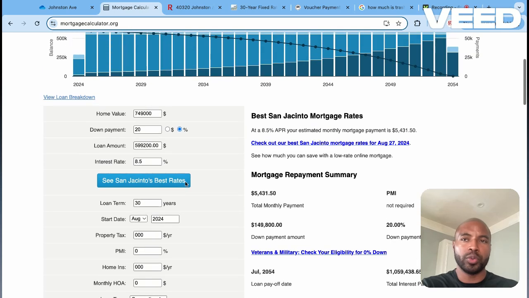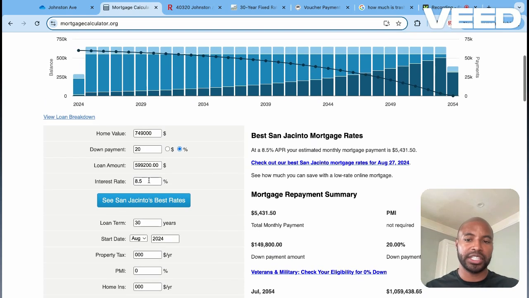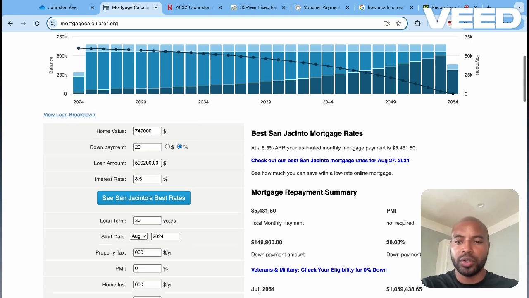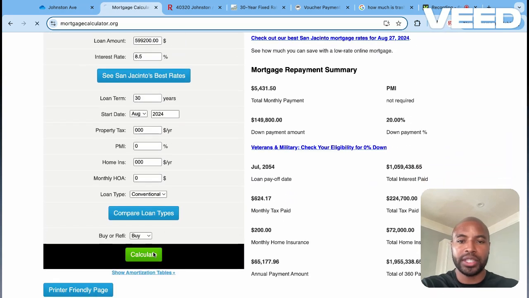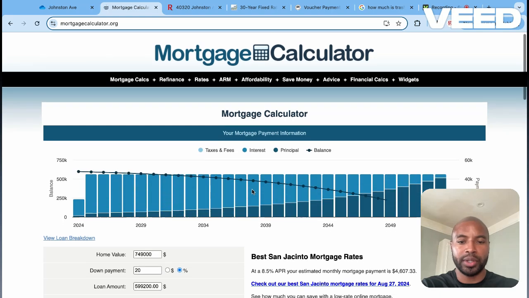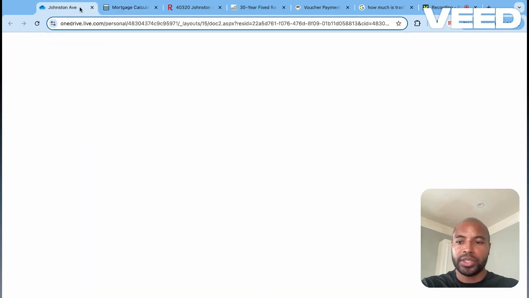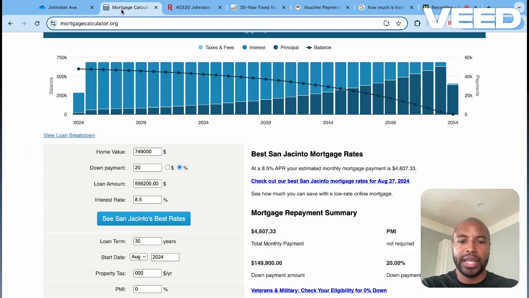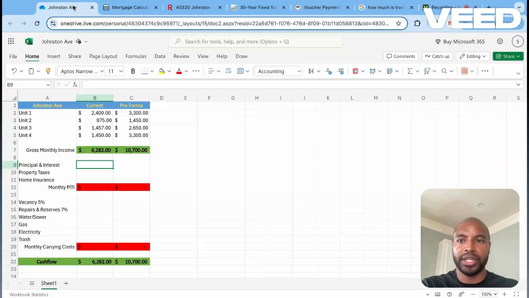So what we want to do when calculating for a rental property is add at least 2 more percentage points. So that's why you see instead of 6.5, 8.5. Lenders are usually that way when it comes towards rental properties. So with this information, we can now go ahead and see what the monthly interest and principal payment is going to be, and that is 4,607. So we want to transport that over to our financial statement, 4,607 and 33 cents.